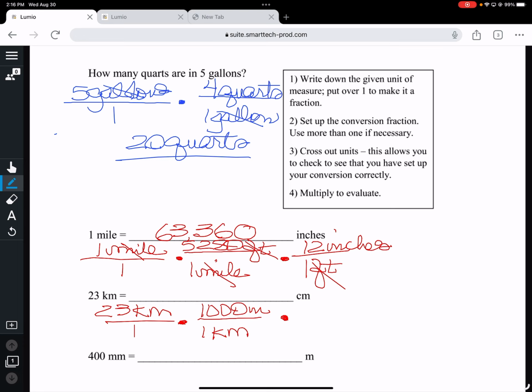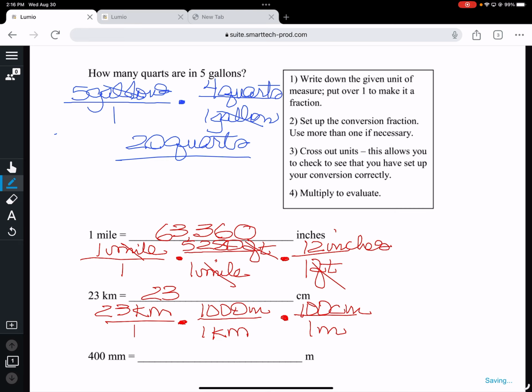Then, so we've got kilometers. Then how do we make the meter become a centimeter? Where do we put meters? On the bottom. Is it going to be 1 meter? Yes. And what's going to go on the numerator? 100 centimeters. So, any number times 1 is what number? The same number. So, 23 times 1 is 23. So, we've multiplied it by the 1 and the 1. So, we've got 23.